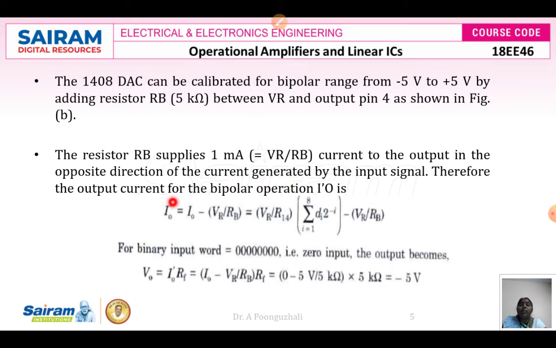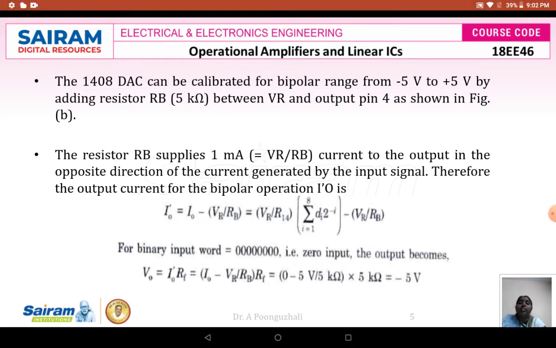So therefore the output current for the bipolar operation can be denoted as I naught dash. So here we say that this is your DAC output. So DAC output current is going to flow like this. Because of the reference voltage, my current is going to flow like this. So this is going to be your I naught current. This is your I naught output current, and this is the current that is going to flow because of this RB resistance.